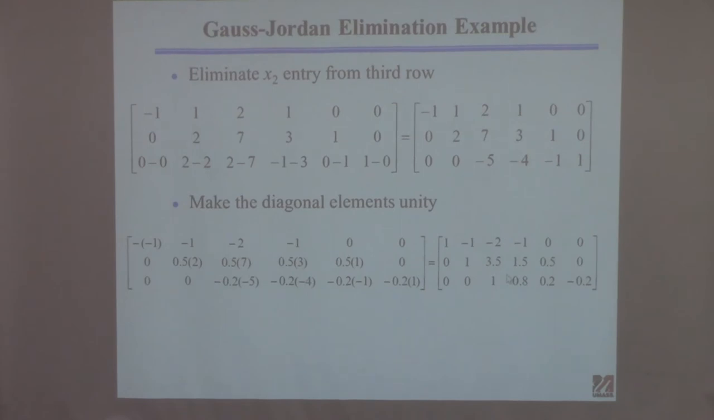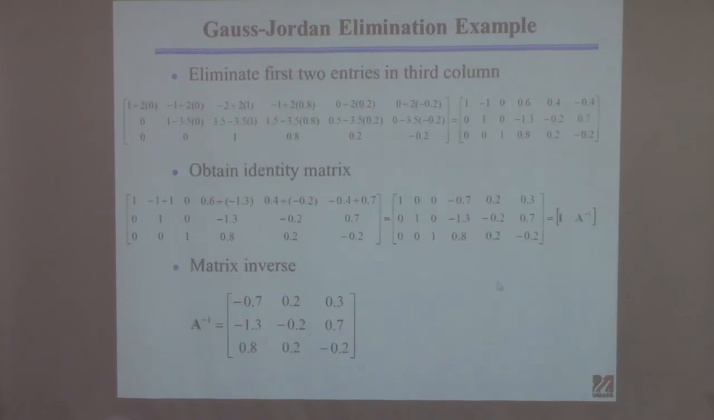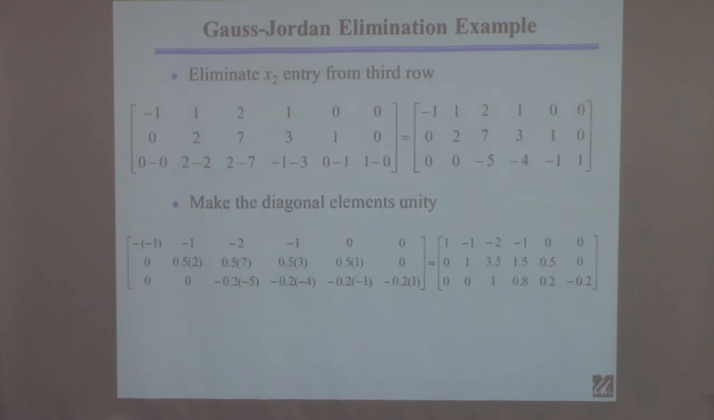So how do I do that? I'll just make sure I'm going the right direction here. I am going to take this row here. I'm going to multiply this row times 2, and then add it to this row. That'll make that element there 0.